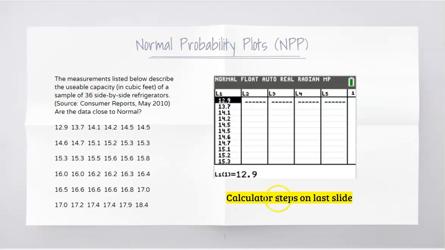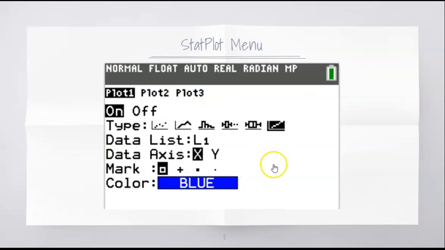So the first thing you would do if you were creating a normal probability plot is to put your data in list 1. By the way, I put all the calculator steps on the last slide, and it's also in your notes. But put all your data in list 1, and then we will go to the StatPlot menu. So this is what the StatPlot menu will look like. You'll have to turn it on. It may default to off. And then under Type, there's all your display options.